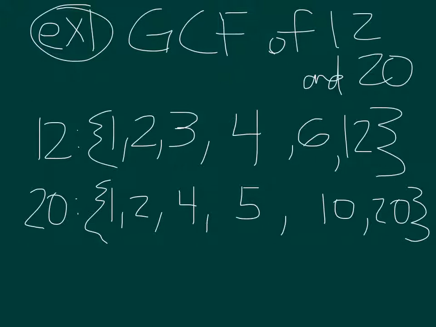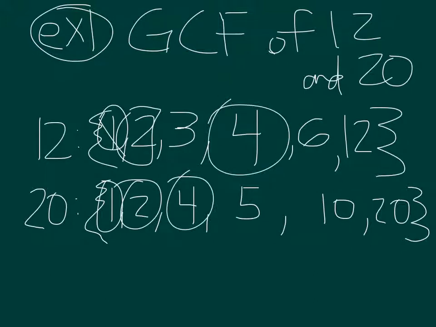So what is the greatest number in both? You've got 1s are common, 2s are common, 4s are common. So it looks like the answer is 4 is the greatest common factor. That's how I do it. I think it's a good way.